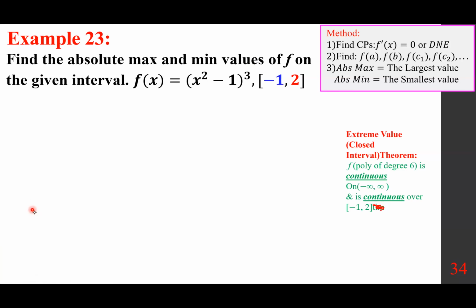Let's find f prime of x. That's what we want to do. 3 times x squared minus 1 squared times the derivative of the inside, the 2x. We are going to set this equal to 0.